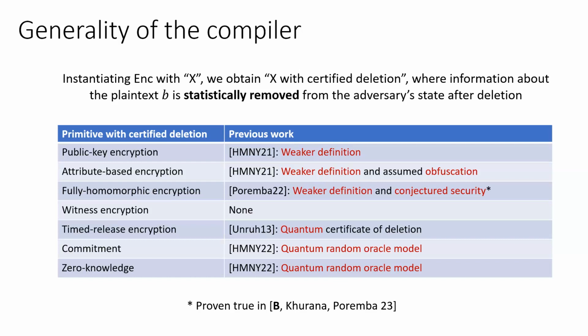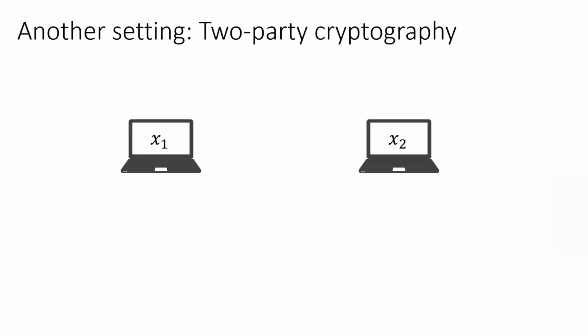Good. So I think I would now like to move on to the setting of two-party cryptography. So basically, what we've been talking about is a setting where we have Alice, one honest user, and she's just encrypting her data and sending it out to the world, and the world is the adversary, right?